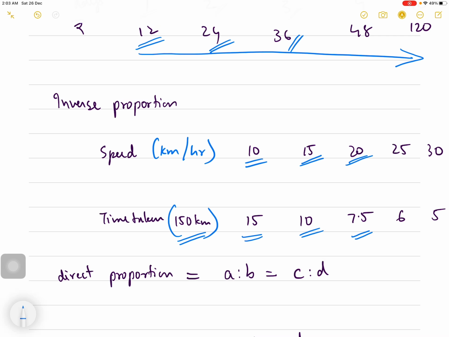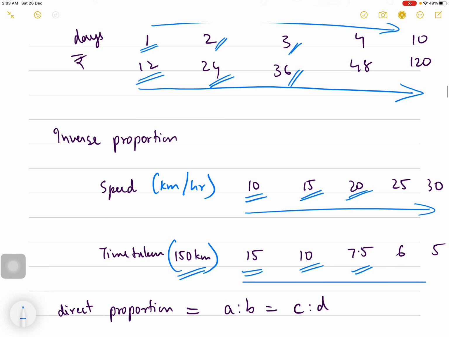So basically the train speed keeps on increasing, the time taken keeps on decreasing. So one quantity is increasing, the other quantity is decreasing. This is called inverse proportion. One increases, the other decreases.